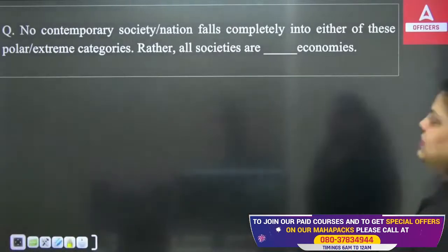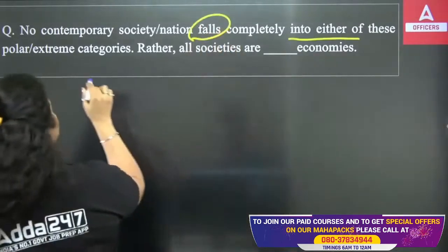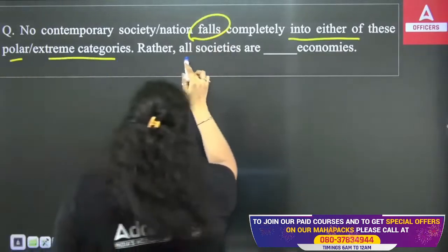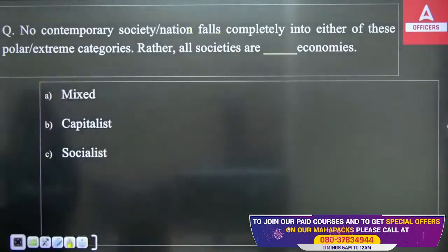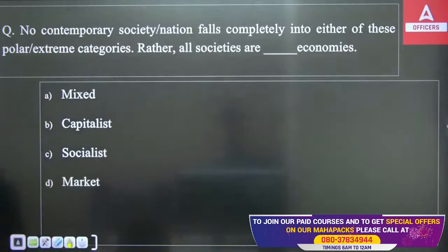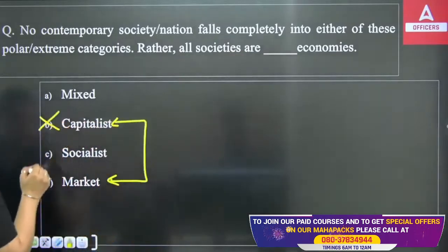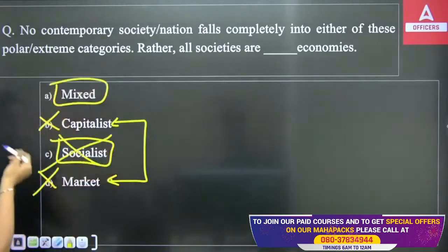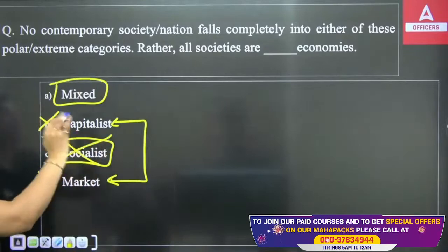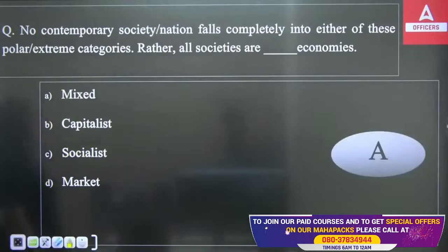Now, no contemporary society, nation falls completely into either of these polar extreme categories. Rather, all societies are dash economies. So what do you think? What is the societies are? Mixed, capitalistic, socialistic, or market. So you can see capitalistic and market economy is the same. So it can't be B, it can't be D. It can be socialistic, it can be mixed. So the all economy cannot be the socialistic now, but all societies are what? Mixed economies. So that's why the right answer will be your A option.